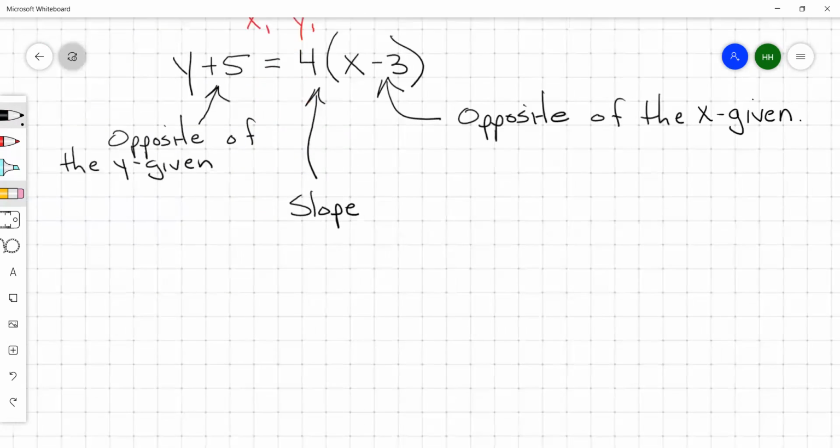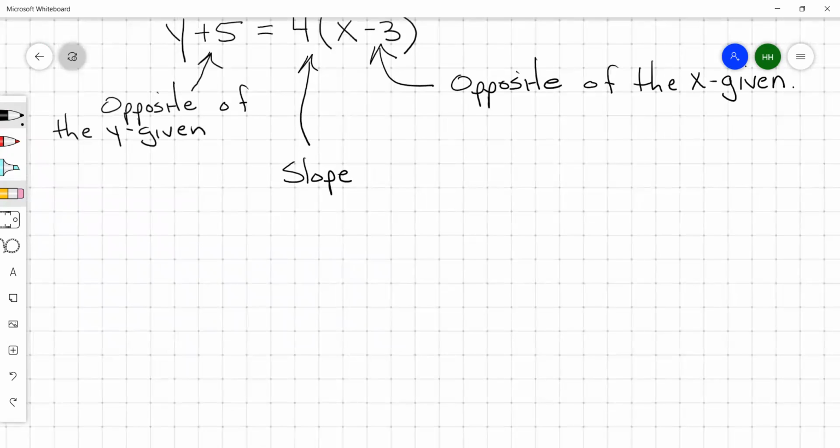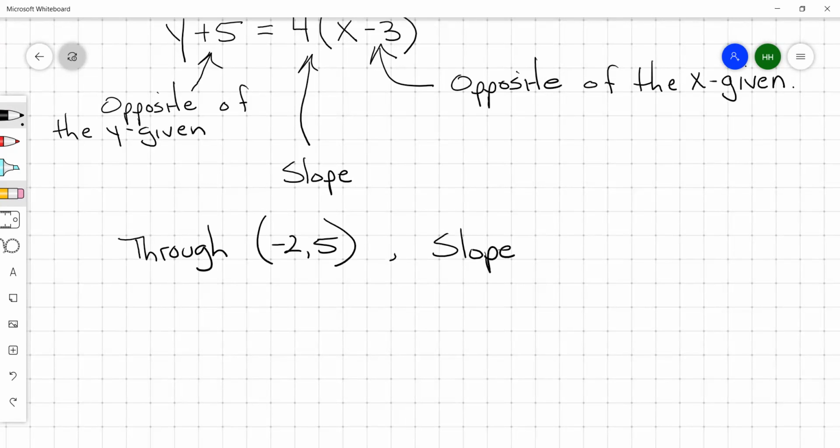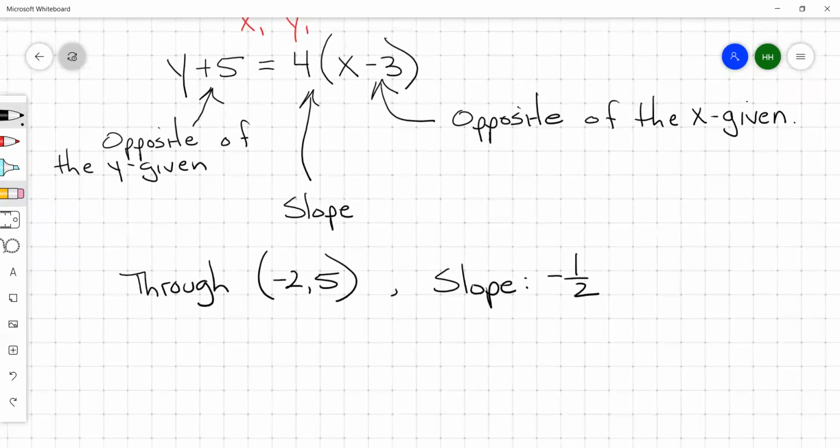So if we did this again and we wrote an equation of a line in point slope form that went through, let's say it goes through -2, 5, and it's got a slope of -1/2. Do it yourself now and look at your notes. And then I'll do it and you can compare to your notes.